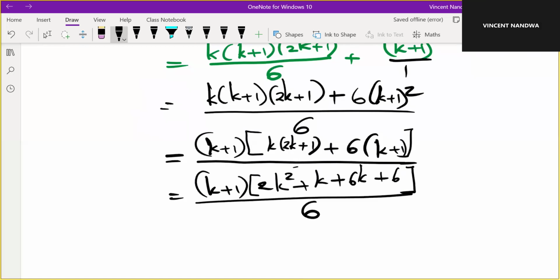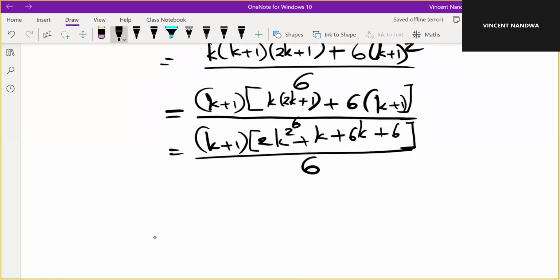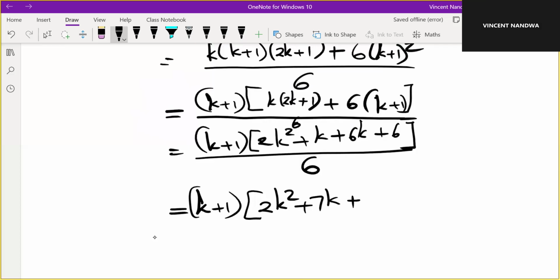Remember there is an over 6 here; up here there was over 6, for this fraction. So up here we will have k plus 1. So let's collect like terms. We will have 2k squared, then k plus 6k, 7k, then plus 6, divided by 6. So this is a quadratic expression. We need to factorize it. So here, what is the product?